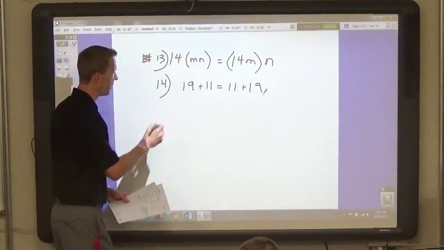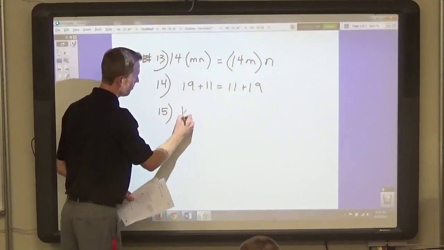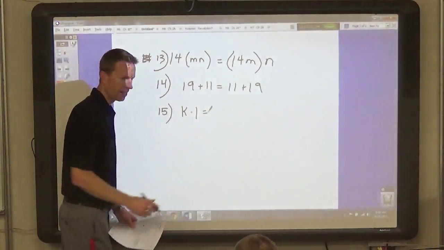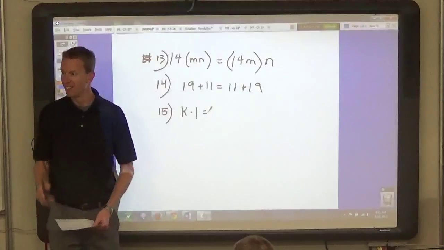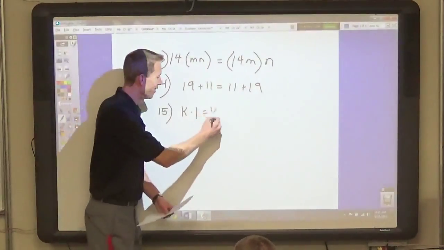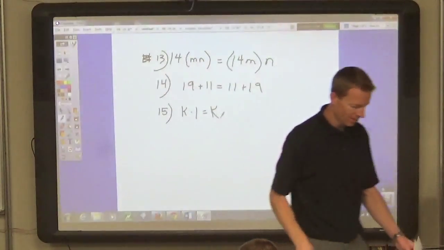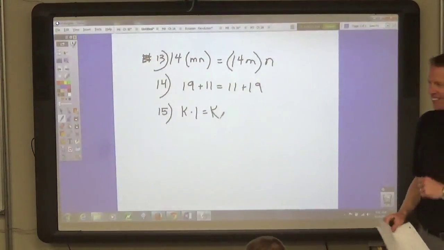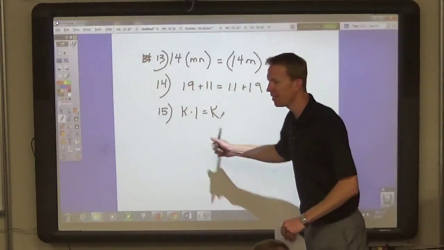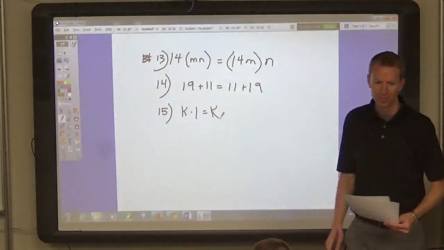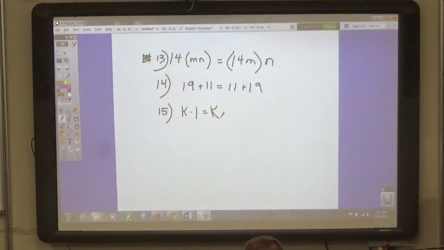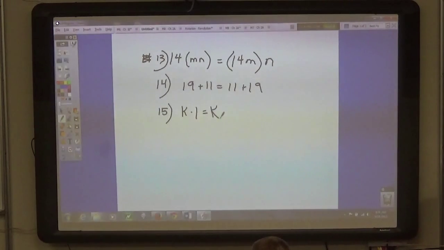K times 1 equals, what is it? K. What property is that? Come on, it's my favorite one. Yes! The multiplicative identity property. So go through and match those. Look back at your notes to review those properties and do 13 through 22 for tomorrow.